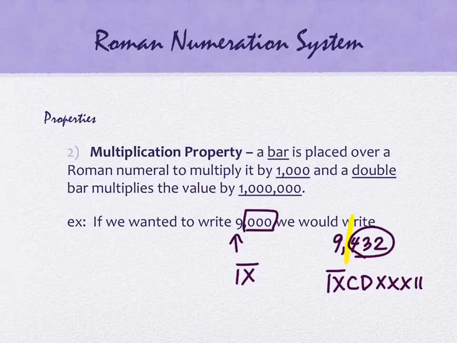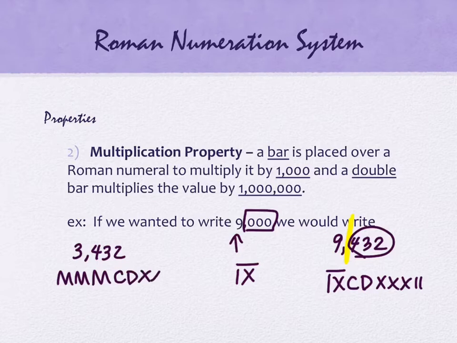Occasionally I have someone want to know what happens if I have the number 3,432. What do I do about the 3,000? Well, I don't need any bars. Why not? I can do 3 M's, and that would be the appropriate response. If there's no need for a bar, we're not going to use it. We're only going to use it if it's absolutely necessary. And then we'd have the 432 the same as before, CD, and then XXX and II. Okay? Any questions about that?